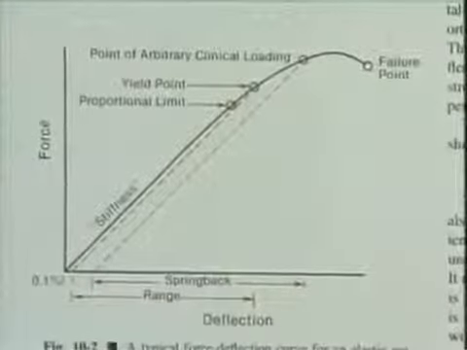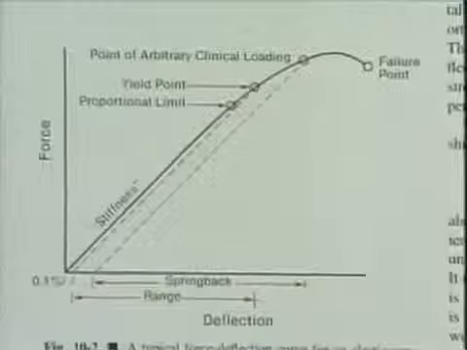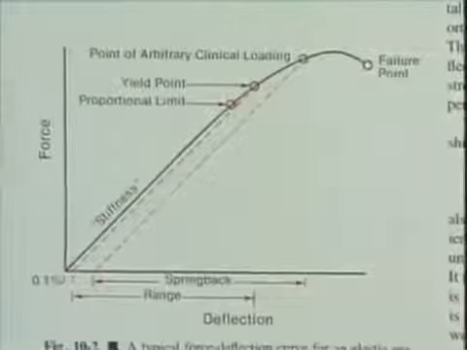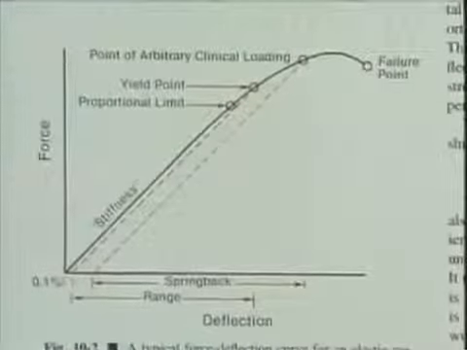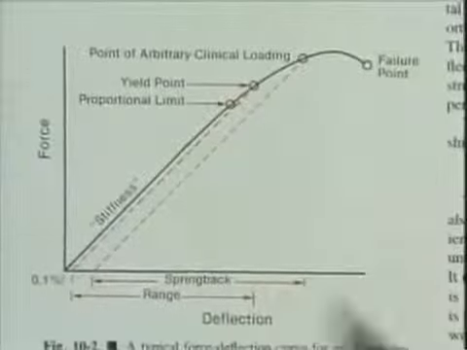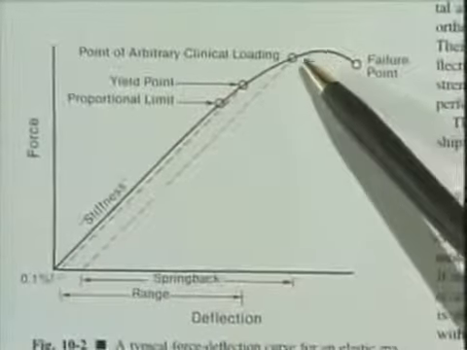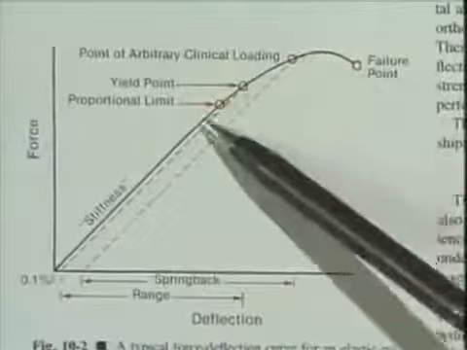So everything up to the proportional limit point, you'll have 100% spring back? That's right. And then what is the arbitrary clinical loading point? What does that mean? Well, that you can use clinically things that are outside this linear range.